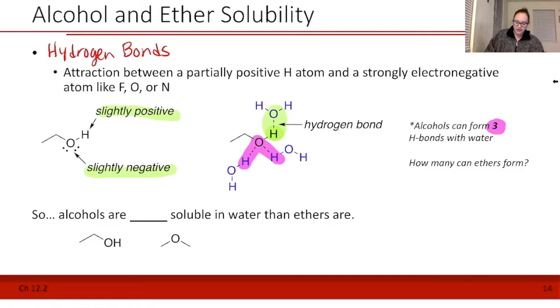So thinking about that, how many hydrogen bonds can ethers form? Take a moment, pause the video. But let's draw an ether real quick. If I look at an ether, I'm going to draw in these lone pairs. I have 2 lone pairs. Each of those lone pairs can hydrogen bond with the H part, the positive part of water.